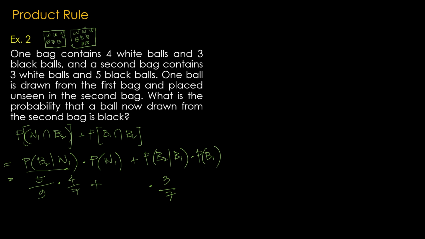So we transfer one black ball to the other bag. Now, what is the probability of drawing a black ball in the second bag? One black ball was added, so it became 6. That would be 6/9, 6 black, and the total number of balls in the second bag is 9, 5 plus 4. So that would be equal to 38/63.